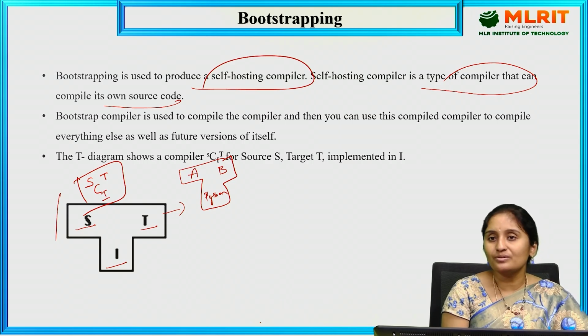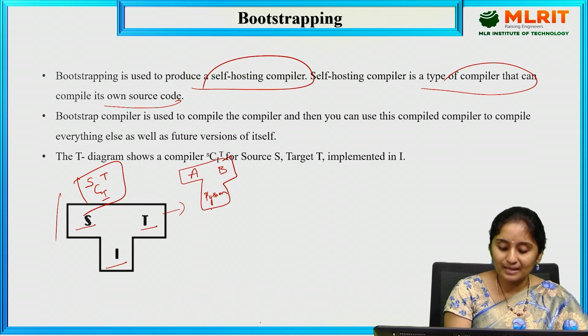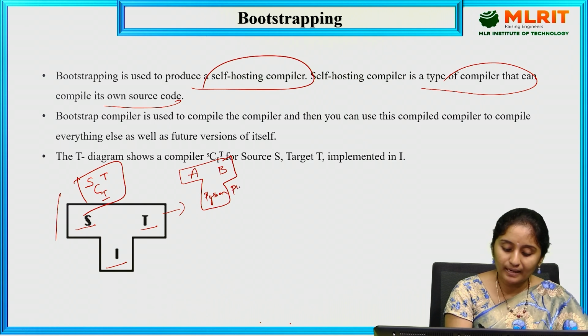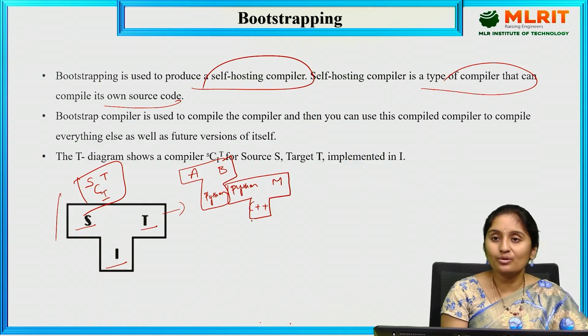This Python is not understandable by the CPU. As Python is a high level language, the CPU understands only the machine code. So we are going to convert this Python into machine language. In the next step, this Python will be taken as the source language, and the target language is the machine code. This Python is converted into C++ language, and C++ is also a high level language.